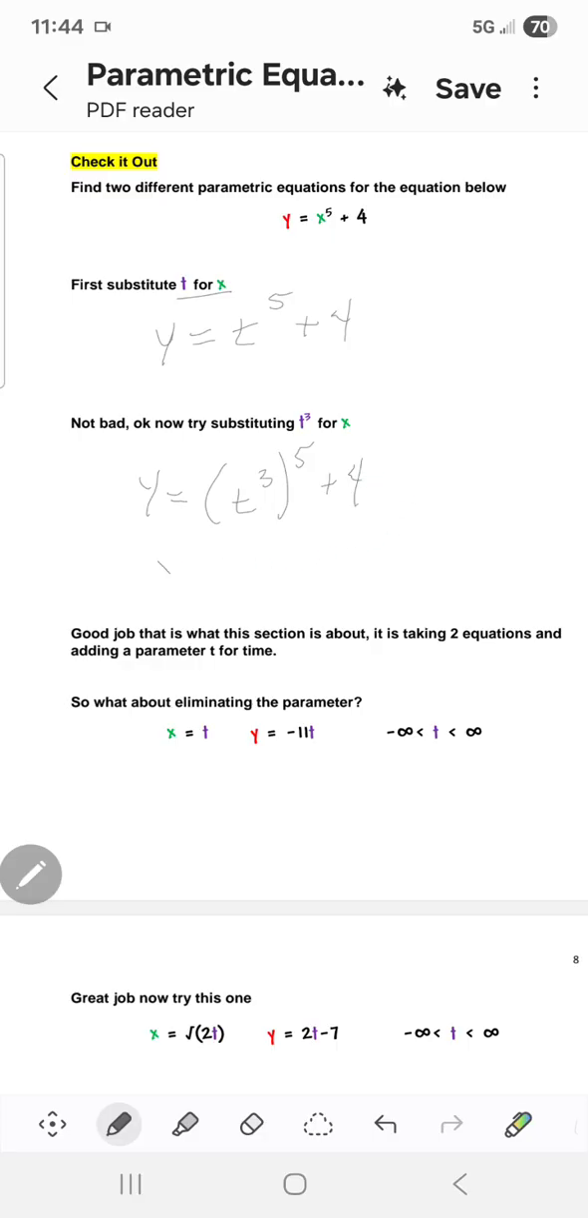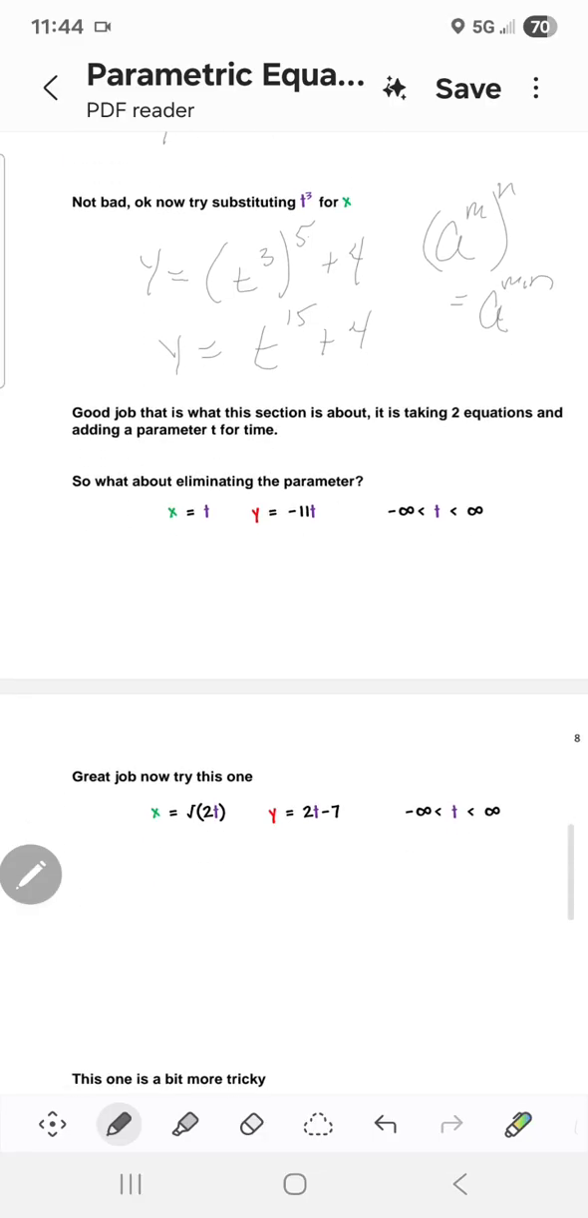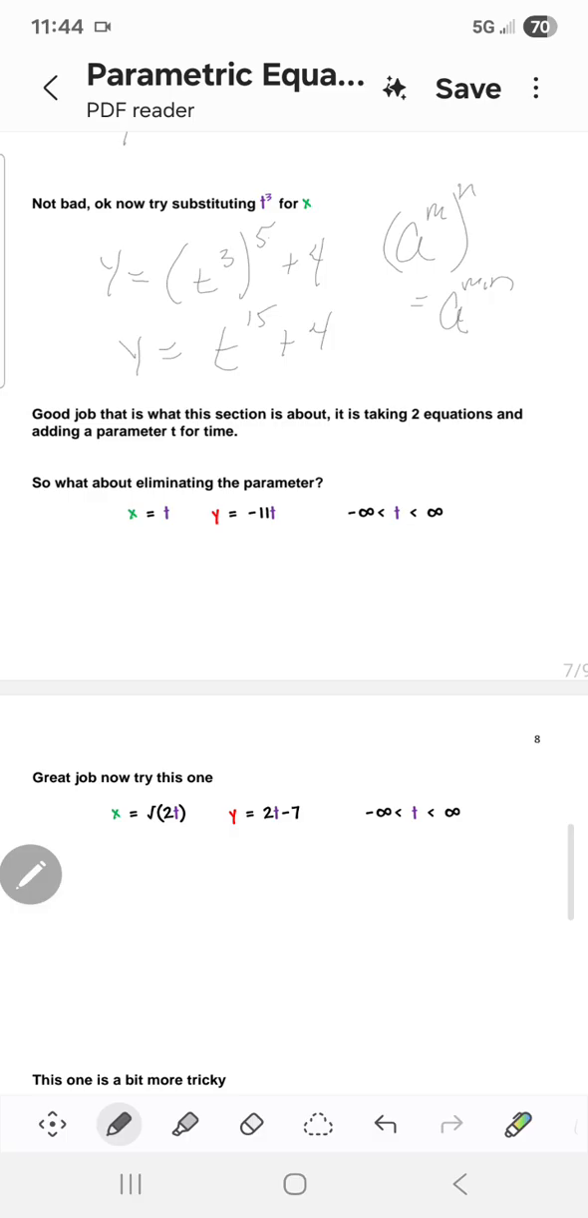plus 4. That would get me to, oopsie, t to the, remember, exponent to exponent, you multiply. You remember a to the m to the n equals a to the m times n? If you remember that. It says good job. That was what this section is about.